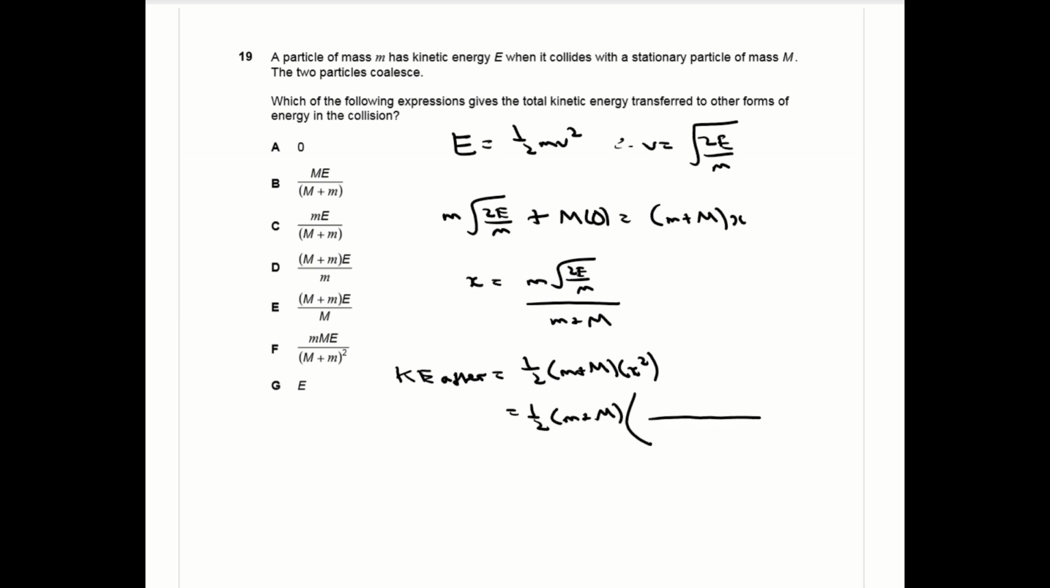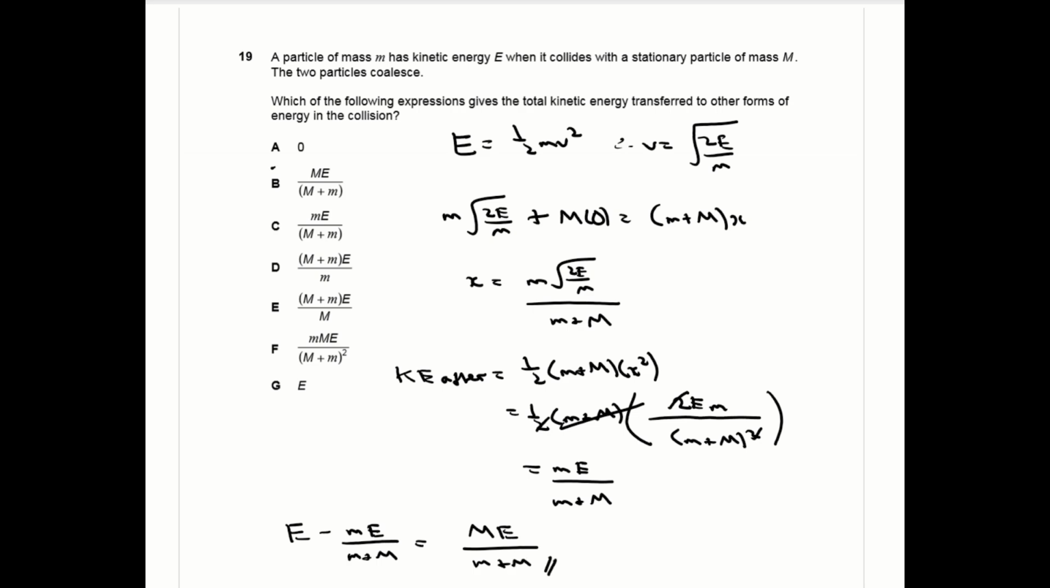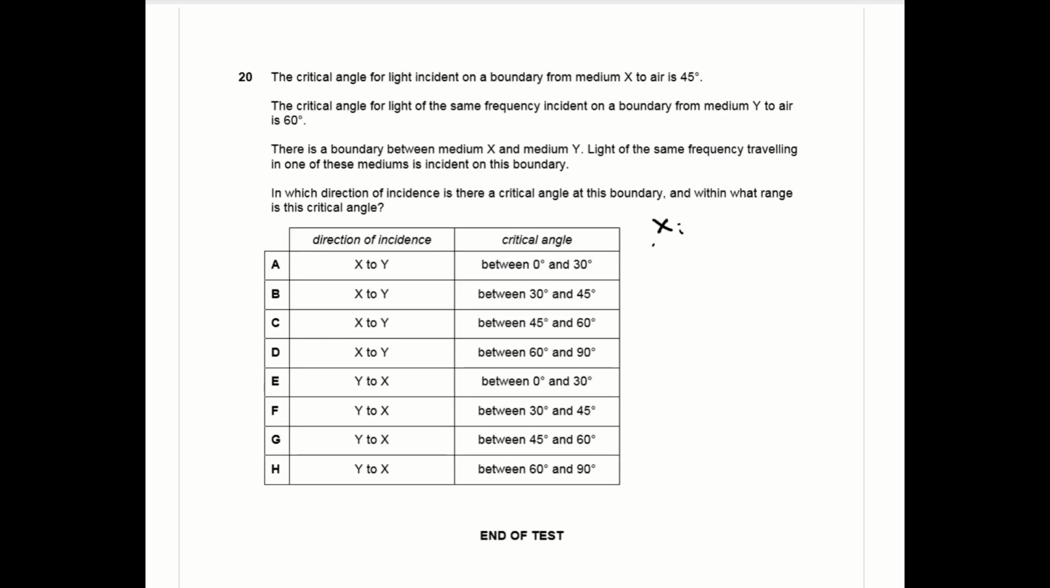You can then plug this into the expression for the kinetic energy after the collision, and you get mE over m plus big M. And you can subtract this from the initial kinetic energy E to give the total KE transferred to other forms, which turns out to be big M times E over big M plus m, which is B.